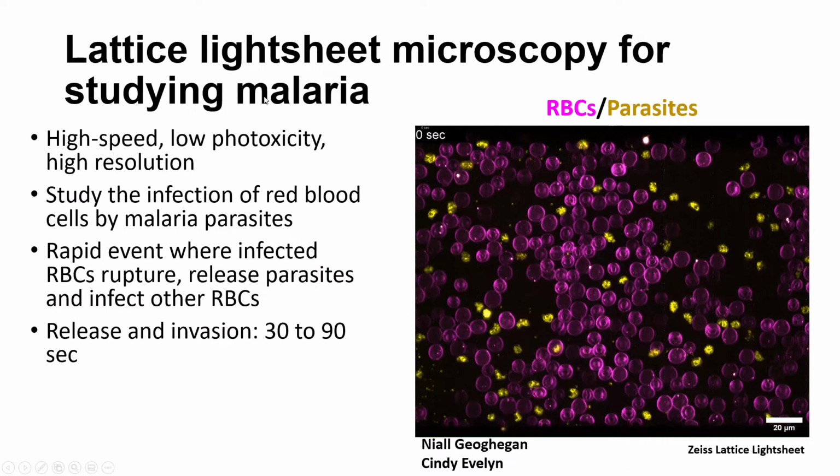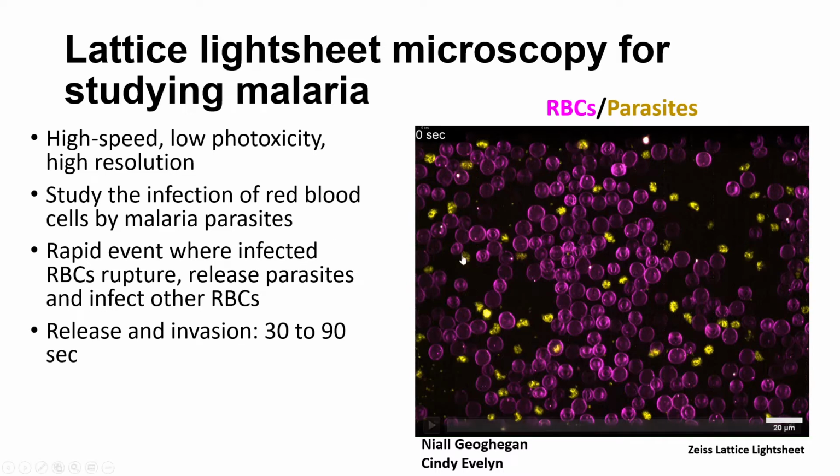So at WEHI, there's a big interest in studying malaria. And lattice light sheet microscopy is one such technique used for studying malaria. What you need to know is that it's a technique that enables very high speed, high resolution imaging, and it has low phototoxicity, so because of the low amount of light needed, it doesn't damage the cells as much. So the idea is that we want to use lattice light sheet to study the mechanisms by which malaria parasites infect red blood cells.